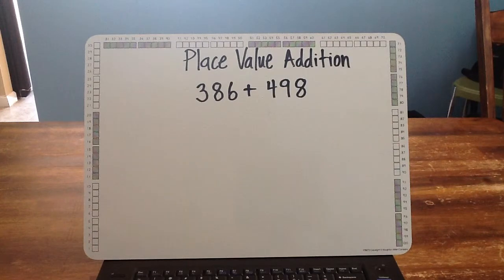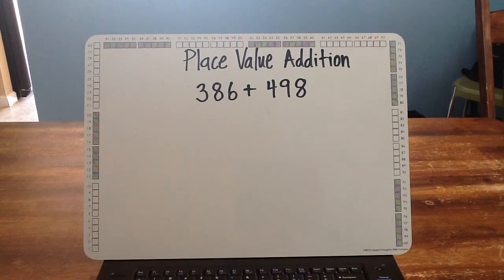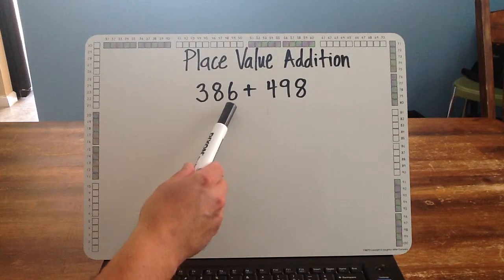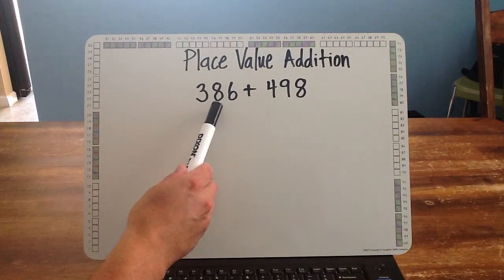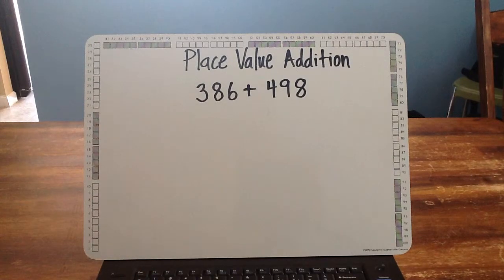So again, I'm going to look at my number 386. I know that 386 is made up of 6 ones, 8 tens or 80, and 3 hundreds or 300. So like I've done in the past, I have my students decompose these numbers up into base 10 drawings.